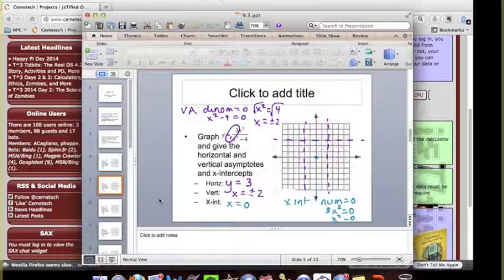Wait, so to find the x-intercept, you have to do the top part? Yep. The bottom part equal to 0 gives us asymptotes. The top part equal to 0 gives us a point. Okay, so I know 1 point on this graph. That's all I know. Okay. So to find out what happens between all those asymptotes, we go to our calculator.